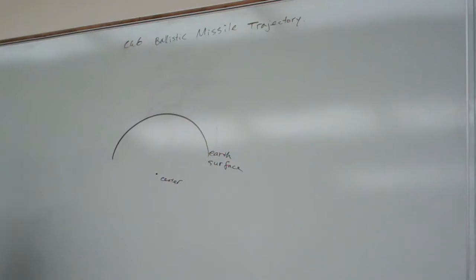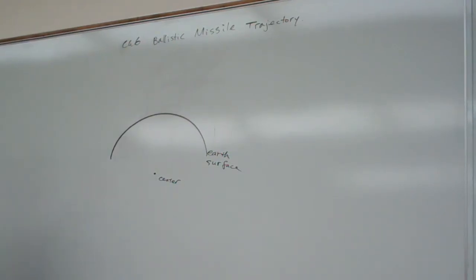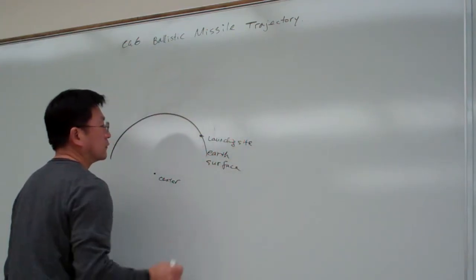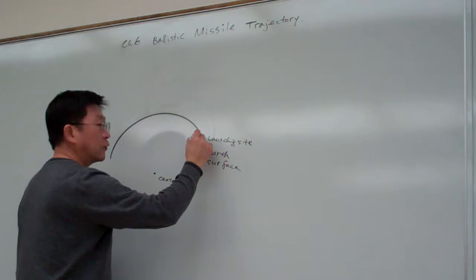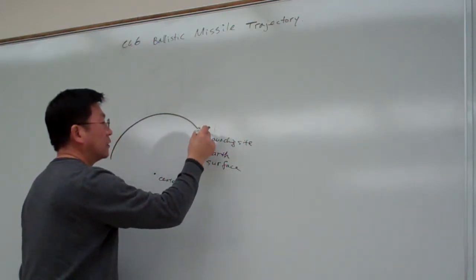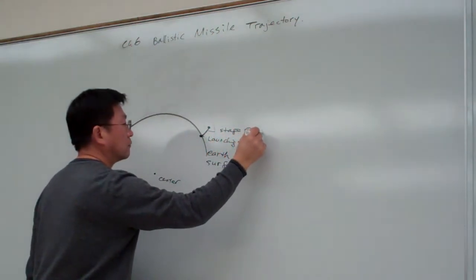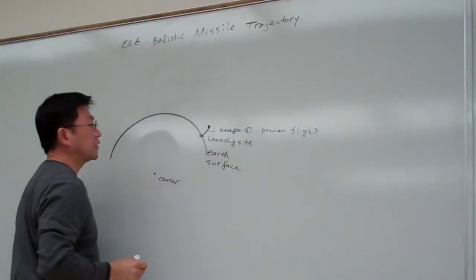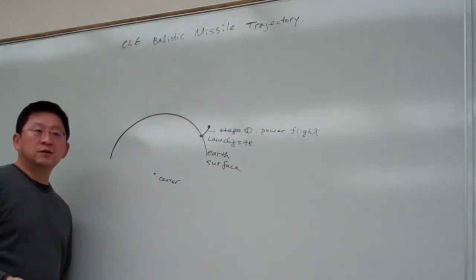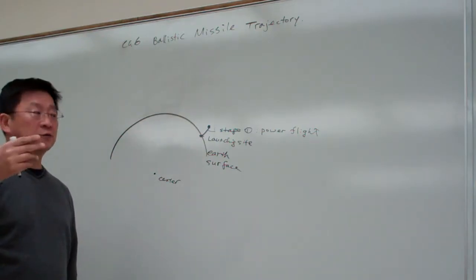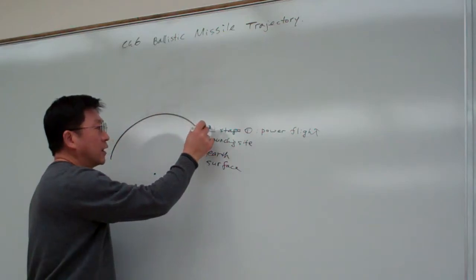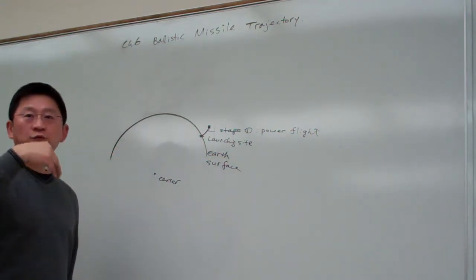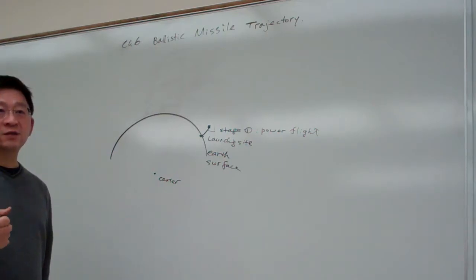And for ballistic missiles, when they launch, they basically consist of three stages. So say if this is the launching site, then they have a first stage, they call the power flight. Power flight is to boost the rocket to a certain altitude, with a certain enough velocity. At a certain point, once they reach the key position and velocity, they turn off the engines.